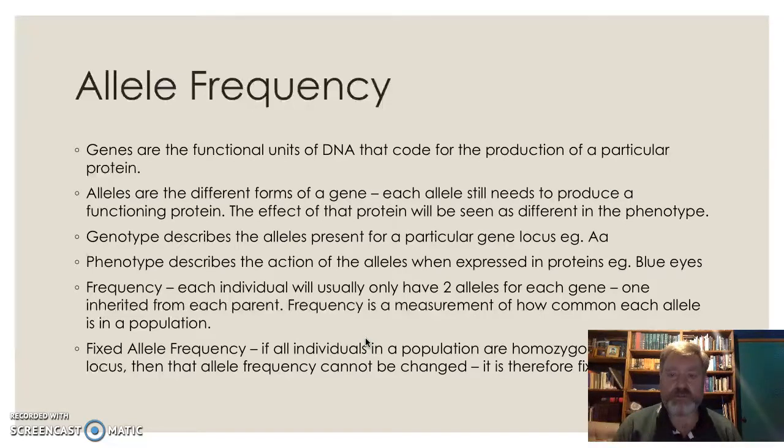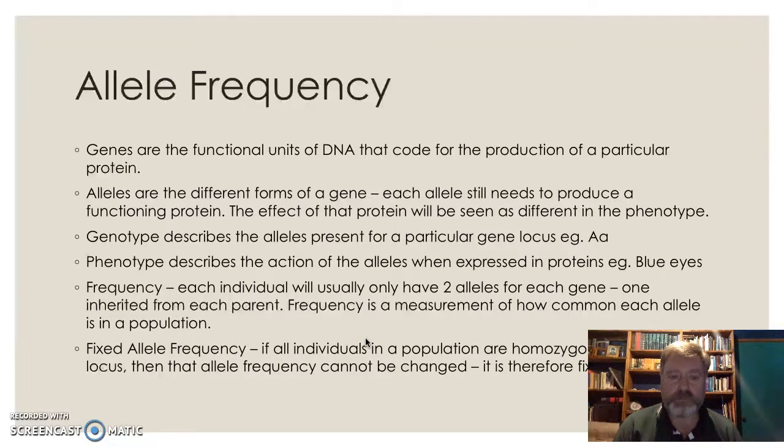And each allele will produce a functioning protein. Now, some proteins will blend, and we get that codominance happening. And in other cases, one will dominate the other and stop you seeing it in the phenotype. So genotype is describing the alleles present at any particular locus. I've got the example there of big A, little a, so a heterozygous individual. And the phenotype is the action, as it's the proteins that have been expressed, and that could be blue eyes or red hair or whatever.